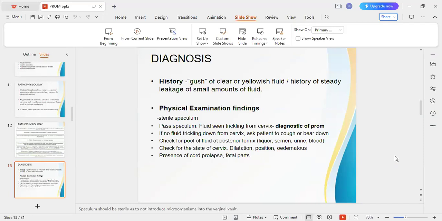Sometimes, especially with the patients who are leaking, you might not see this fluid trickling or leaking, but you would see a pool of fluid in the posterior fornix. However, sometimes there are other fluids that can be in this posterior fornix that aren't necessarily liquor. So you also, through your speculum, check for cervical dilatation if you can see the cervix is dilated, the position, see if the cervix is edematous or not, see if there are fetal parts, if you can see a cord. When you are doing this sterile speculum, you can use it as an opportunity to take your samples, which we'll talk about in further slides.